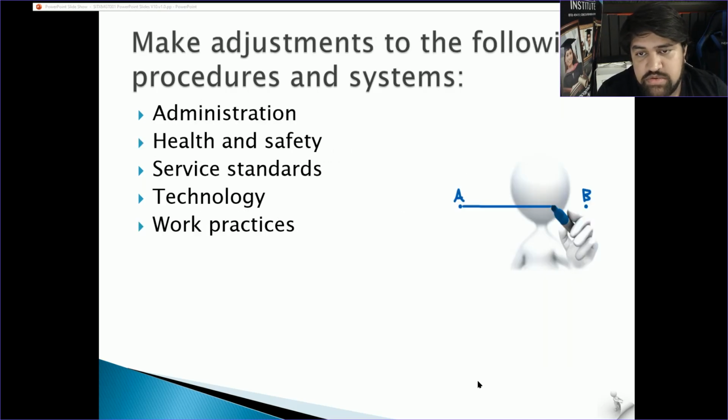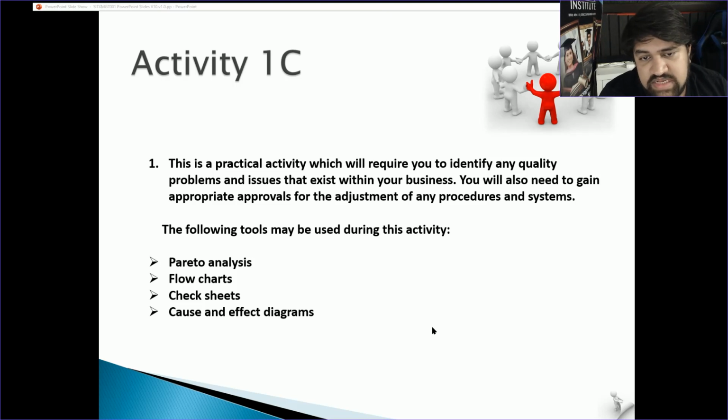Make adjustments to the following procedures and systems. So you need to adjust your administration systems for monitoring health and safety situations, the service standards that you want to aim for, any technology that needs to be replaced or purchased, and the work practices that you need to adjust or replace. So for this activity, you'll need to gain appropriate approvals and adjustments for any procedures and systems. The following tools may be used during this activity.